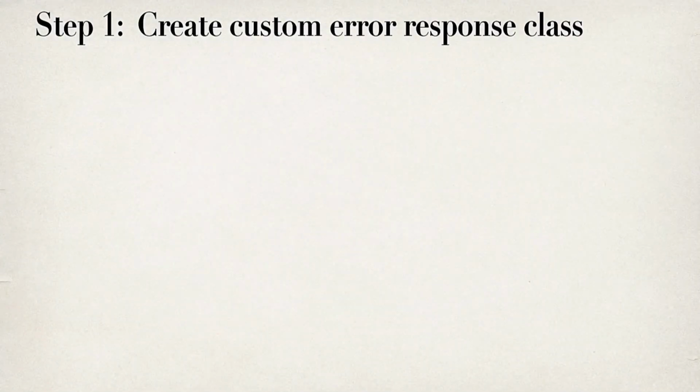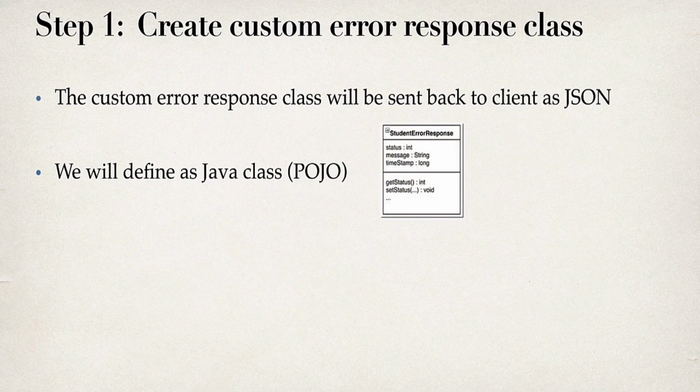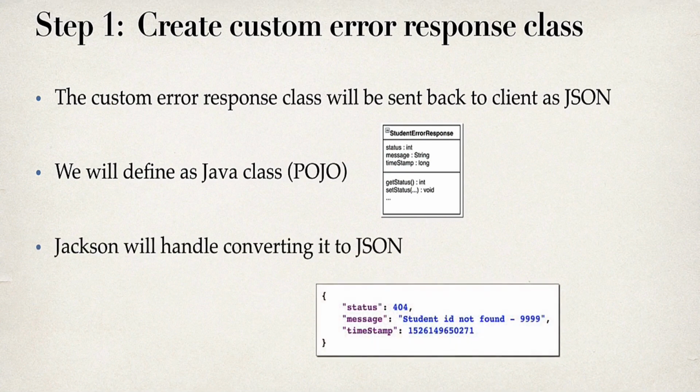Starting with step one, we're going to create this custom error response class. So this class will actually be sent back to the client as JSON. We'll define this as a Java class or a POJO, and we'll just keep track of 3 fields here. We'll keep track of the status, the message, and the timestamp. And then Jackson will actually be responsible for converting this POJO over to JSON, going back to the client.